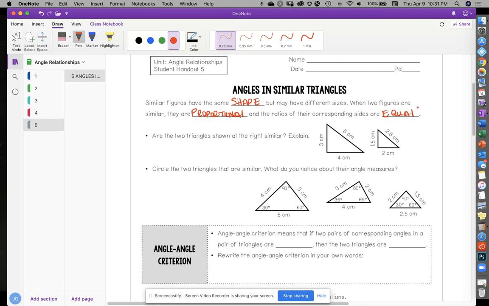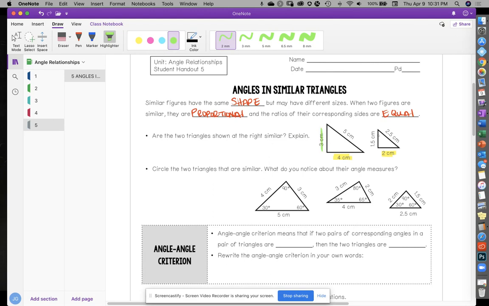Are the two triangles shown at the right similar? And explain. So just looking at them, you can tell, well, okay, they're both triangles. They're both facing the same direction. They don't always have to be facing the same direction, but let's see if they are proportional. So I went from 4 to 2. So that was cut in half. Those two are in the same location, so I can compare the two bases. Now let me see if I can compare this side here.